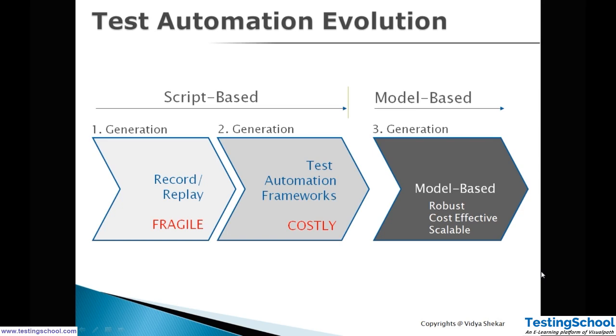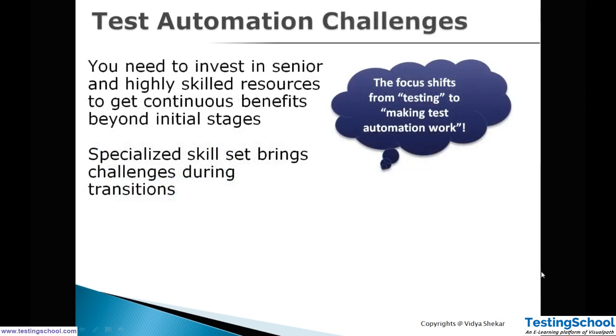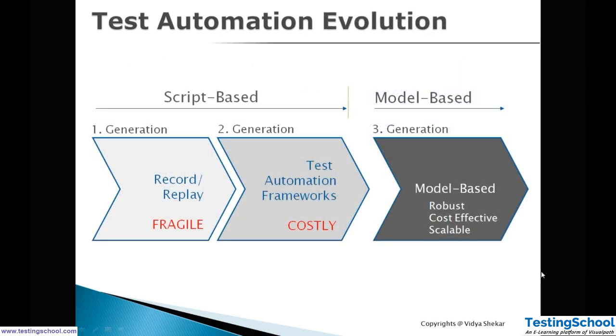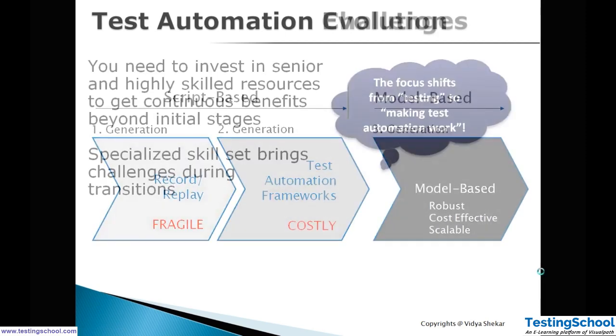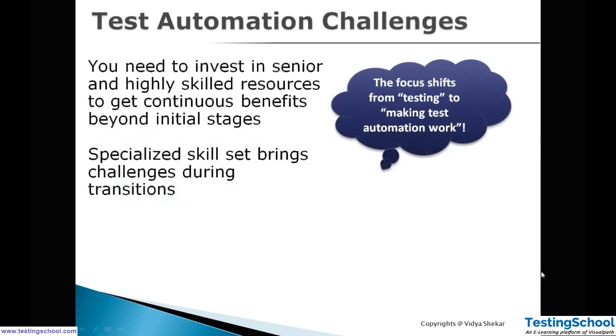Next comes a concept called model based generation. It's the third level of software test automation evolution. Tosca falls under this category, which is called model based generation. The advantage is that it is robust, cost effective and scalable. Some of the challenges faced in generation 1 and generation 2 have been overcome in generation 3 using model based testing. As I said, some of the challenges are, if you are working on an automation framework, you require skilled resources.